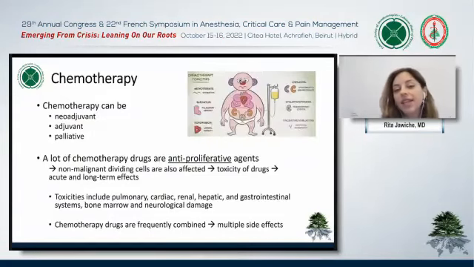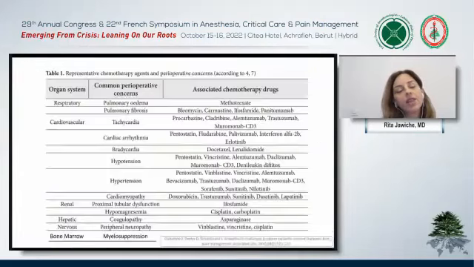And the toxicity can hit all the systems. The thing is, with chemotherapy, usually we have protocols combining many drugs, so we will also have a combination of all the side effects. In the literature, you can find charts with all the chemotherapy medications with their principal toxicity. I will just overview rapidly with you.